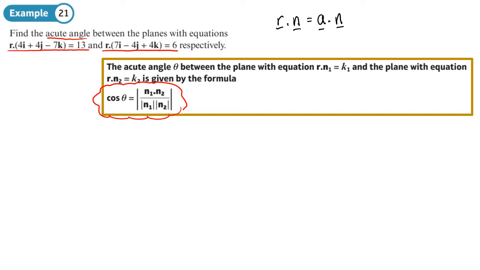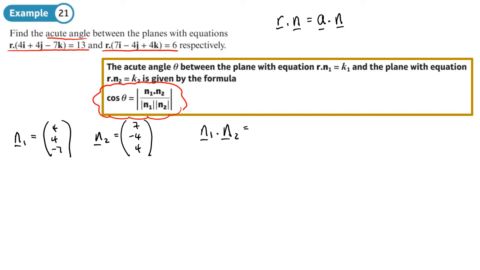Now again, can you see it looks very similar to the other formulas we have, but the two vectors we have, n1 and n2, are these two normals. So the first thing we need to do is to write down what is n1, what is n2. So n1 is going to be the normal to the first plane, which is 4, 4, negative 7, and n2, that's going to be the normal to the second plane, which is 7, negative 4, 4. So I'm now going to work out n1 dot n2, so the dot or scalar product of these two vectors of 4, 4, negative 7 dot 7, negative 4, 4.